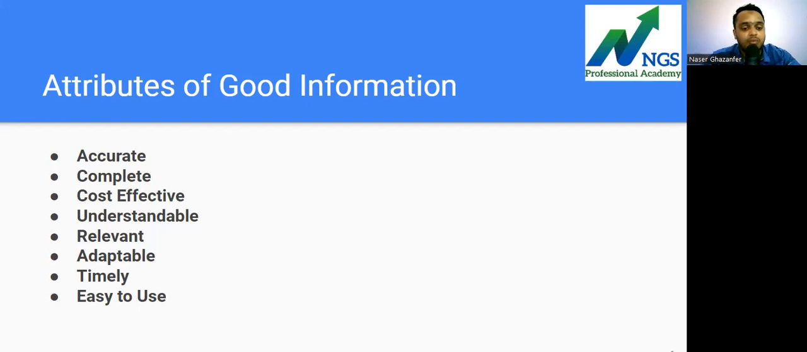Then moving forward, it should be timely available. Some information should be available on time. It should not be like, you think about, this is the right time for getting the information. You should get that information when it is required. It should not be like, I need this information, but I got it a bit late. Not going to work out for you.